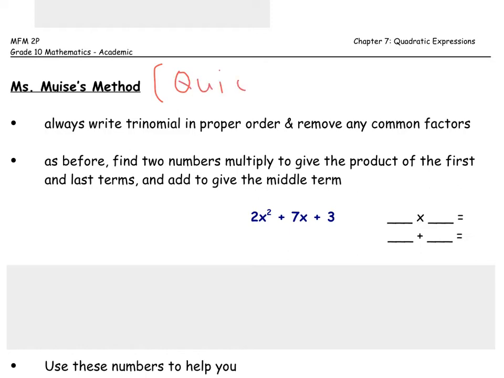Quick trick. Look at my poor penmanship. Trick. Whoa. And spelling, apparently.